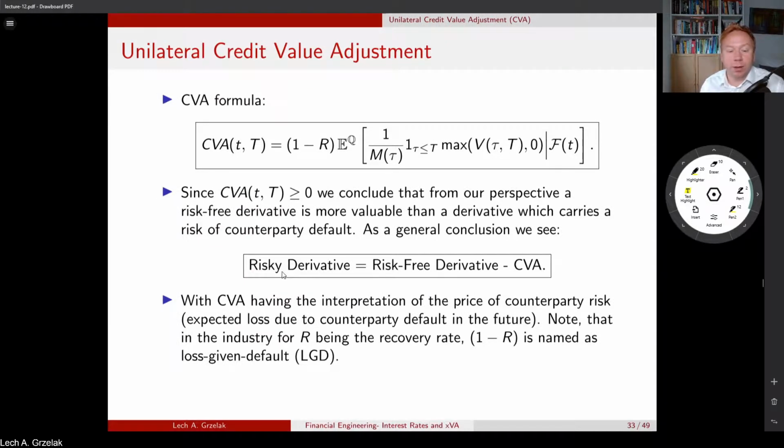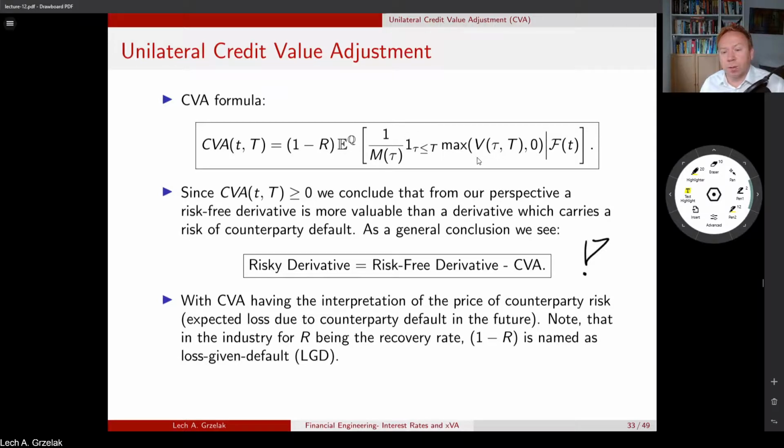So the bottom line here is: risky derivative equals risk-free derivative minus CVA, and this is basically the key element, the exclamation mark of this block. This is the relation that we expected to have when we started this block, and now we arrived at exactly the formulation of this correction term. And this is also not trivial.